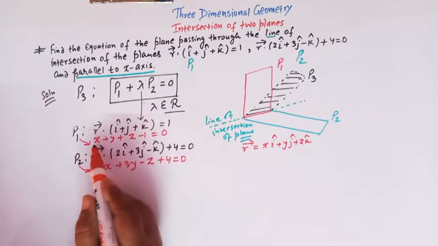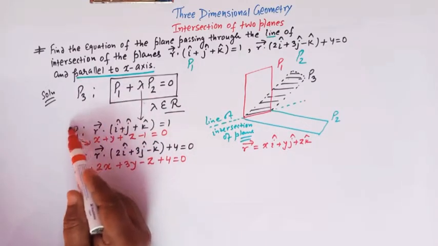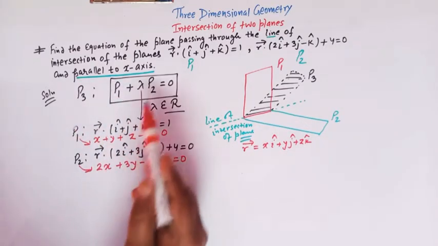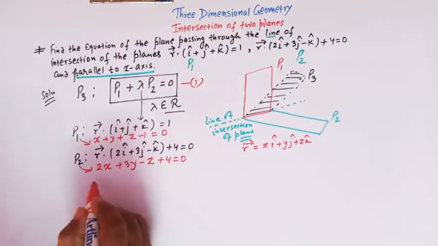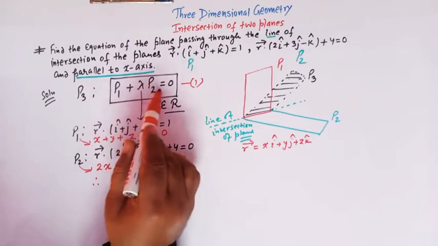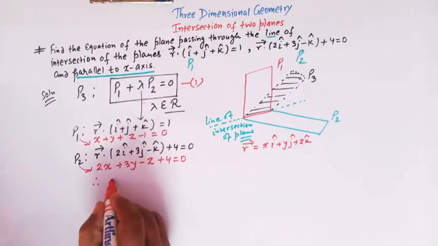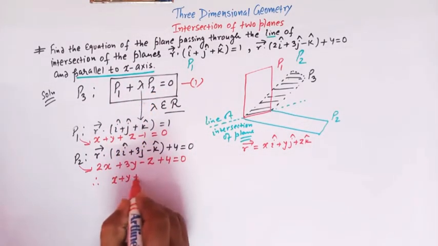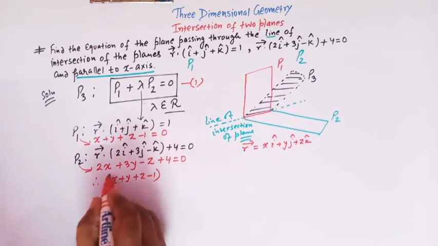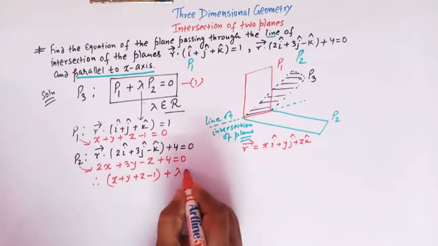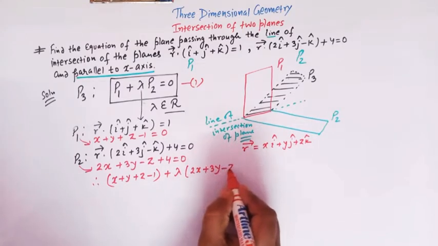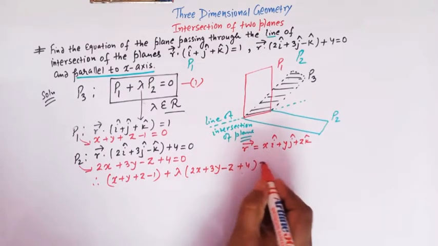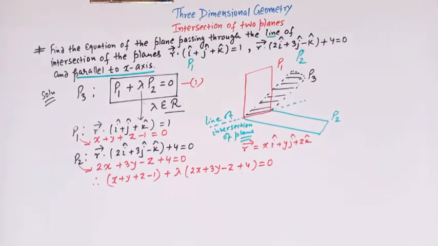Now we'll substitute this equation and this equation in equation number 1. Therefore P1 plus lambda P2 equal to 0 is given by (x plus y plus z minus 1) plus lambda (2x plus 3y minus z plus 4) is equal to 0.